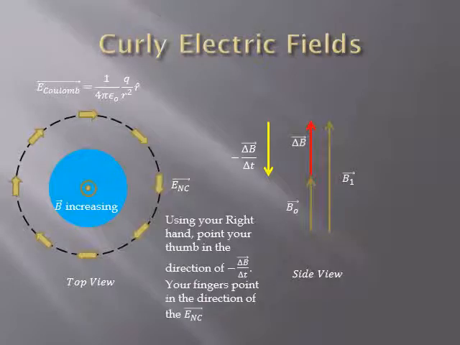Alright, so how do you find the curly electric field? Well, you take your right hand and you point your thumb in the direction of minus dB/dt. So in this case, your thumb would point into the screen. And you see your fingers rotate around in the direction of the electric field. Alright, that's how you find the direction of the curly electric field. Or I should say, we get a non-Coulomb electric field by having a B field that changes in time.